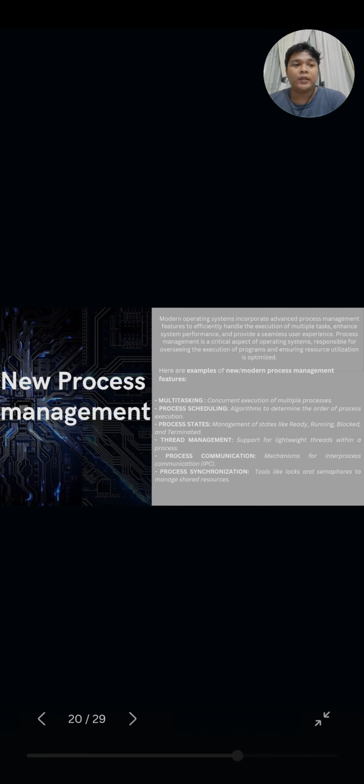Multitasking, concurrent execution of multiple processes. Process scheduling, algorithms to determine the order of process execution. Process states, management of states like ready, running, blocked, and terminated. Thread management, support for lightweight threads within a process. Process communication, mechanisms for inter-process communication or IPC. Process synchronization, tools like locks and semaphores to manage shared resources.